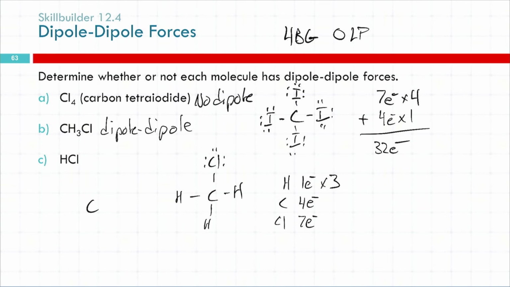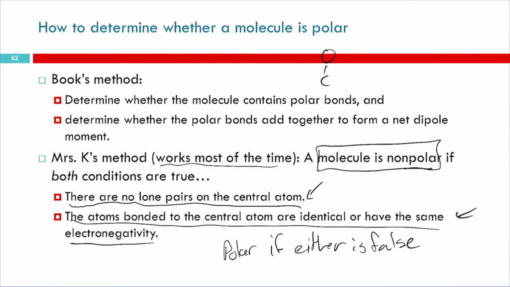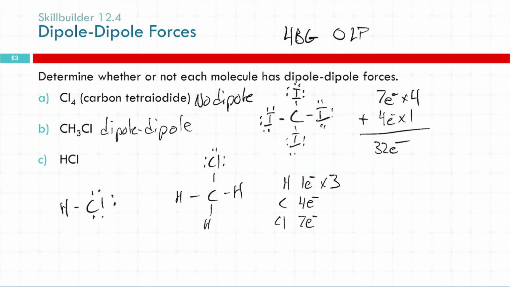HCl is a little simpler. We don't have to go even so far as to draw out the entire Lewis structure because we just have the 2 atoms. We also notice that if we look at Mrs. K's rules, there are no lone pairs on the central atom. That's false. So this is polar. We have lots of lone pairs. And so this is then also going to have dipole, dipole.